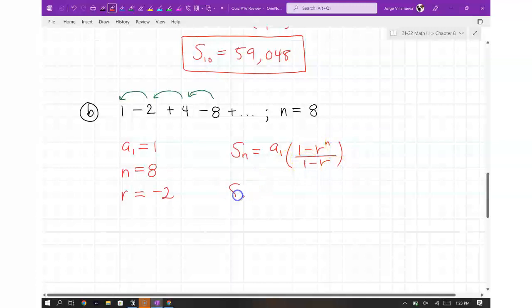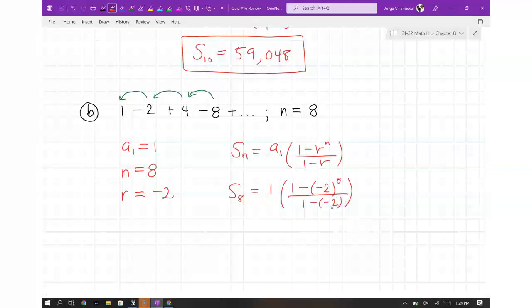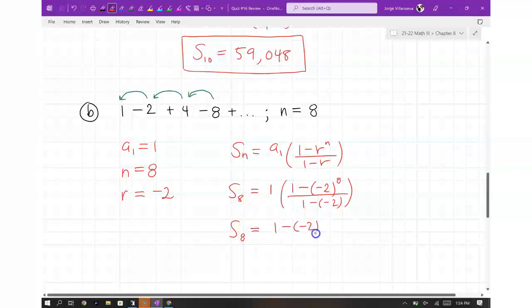Let's fill it in. So S sub 8 is equal to A sub 1, which is 1, times 1 minus R, which is -2, to the nth, which is 8, over 1 minus -2. Now the 1 in front of the parenthesis doesn't matter because it's 1 times something, so it's not going to change it. It's just going to remain the same. So I'm just going to kind of rewrite this thing here as 1 minus -2 to the 8th divided by 3. Because 1 minus a -2 is a 3.